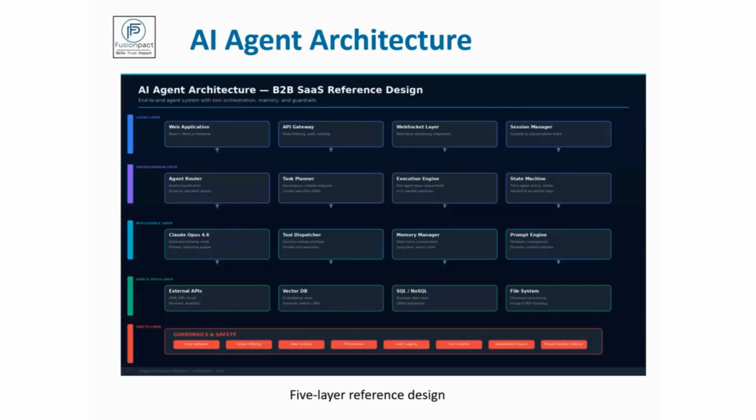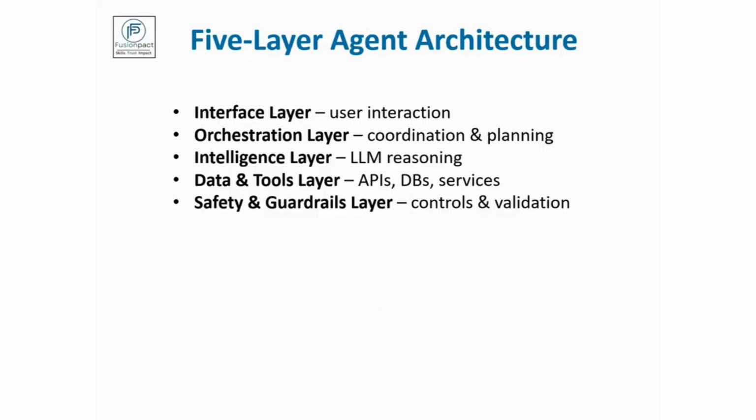Here is the five-layer architecture design for your reference. It has the client layer, orchestration layer, intelligence layer, data and tools layer, and the safety layer. In the five-layer agent architecture, the interface layer is the user interaction. The orchestration layer is the coordination and planning.